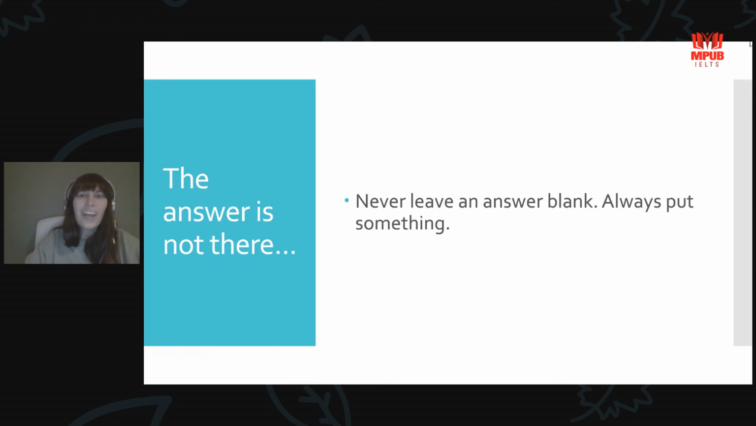So here's another statement a student often says. It says the answer is not there. So often students will go for a reading passage and they will say, I've read it 5 times, 6 times, I still can't find the answer. The answer will always be there. Obviously, if the answer is not obvious, it could be a not given answer. So just be careful with that.